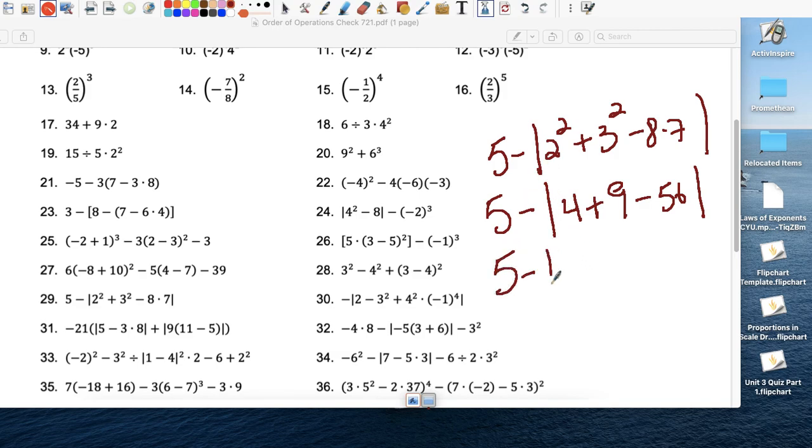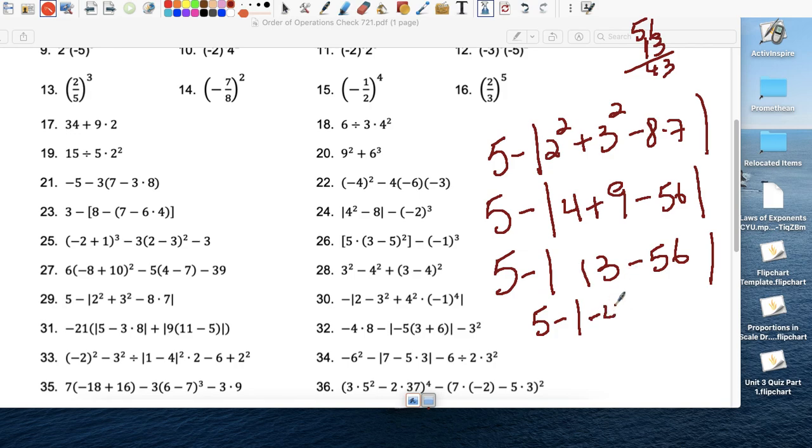5 minus absolute value, well, let's calculate. 4 and 9 is 13, right? Minus 56. You can go ahead and do 13 minus 56. So 5 minus, and then 13 minus 56, well, it's going to be negative 43.